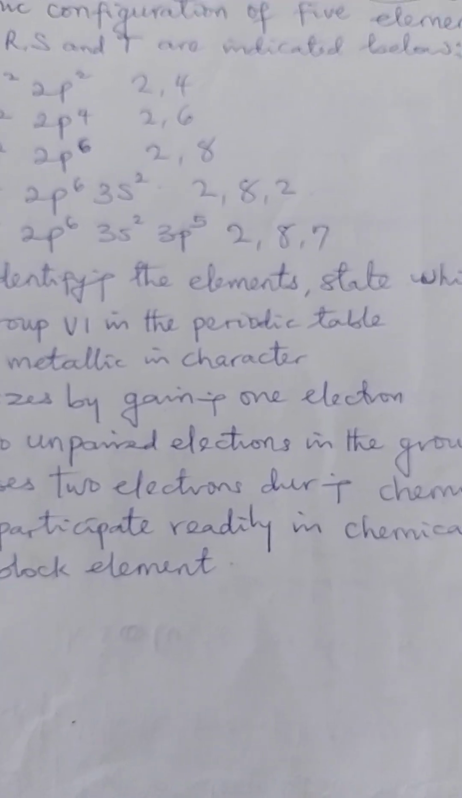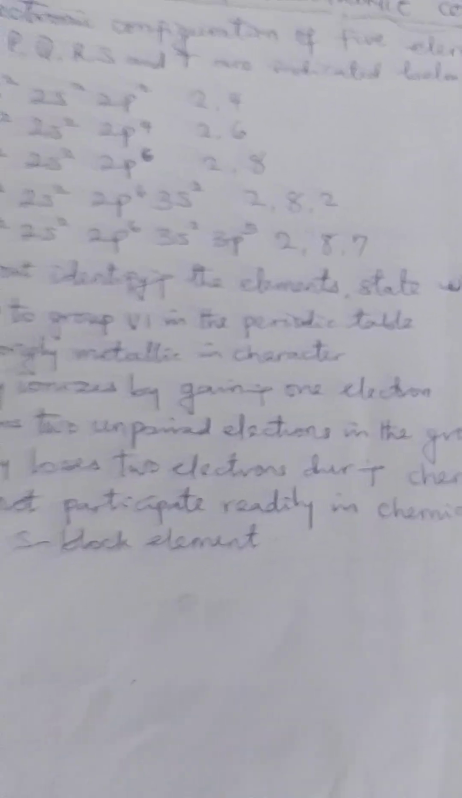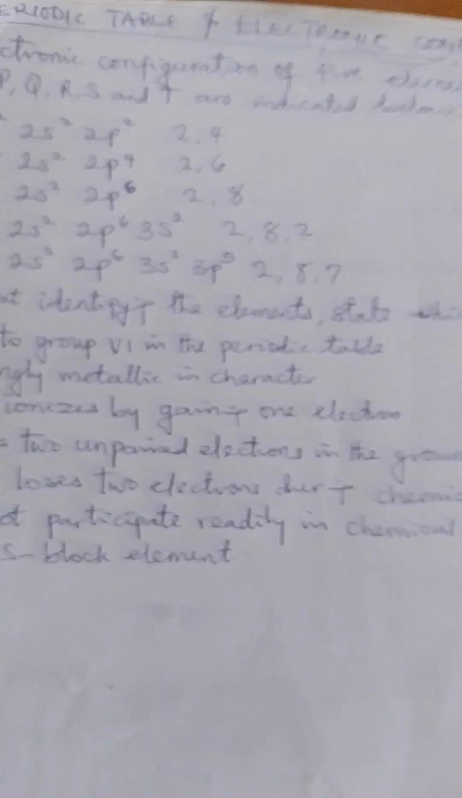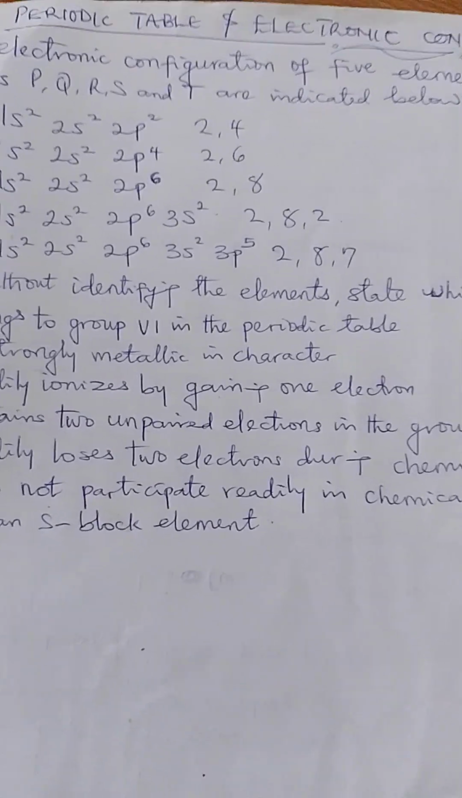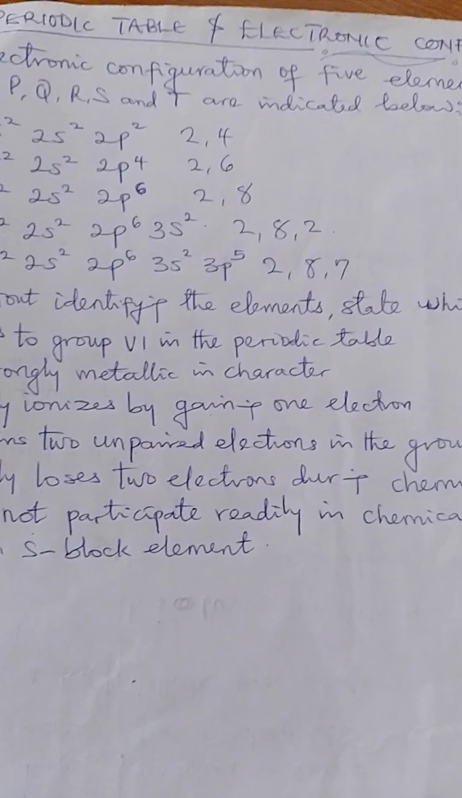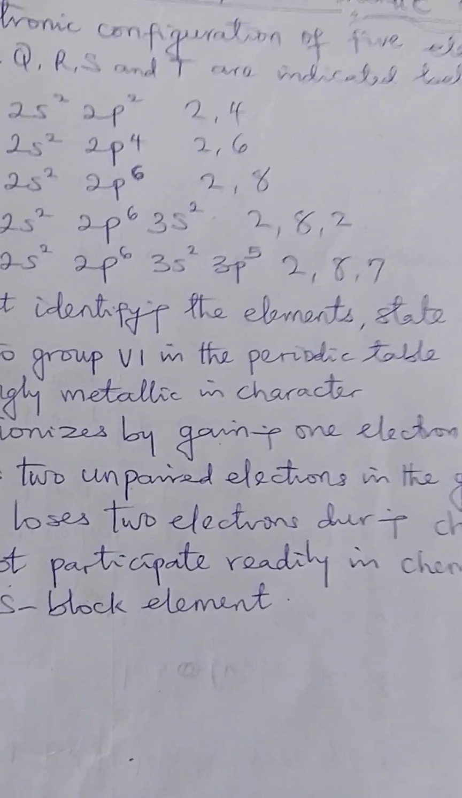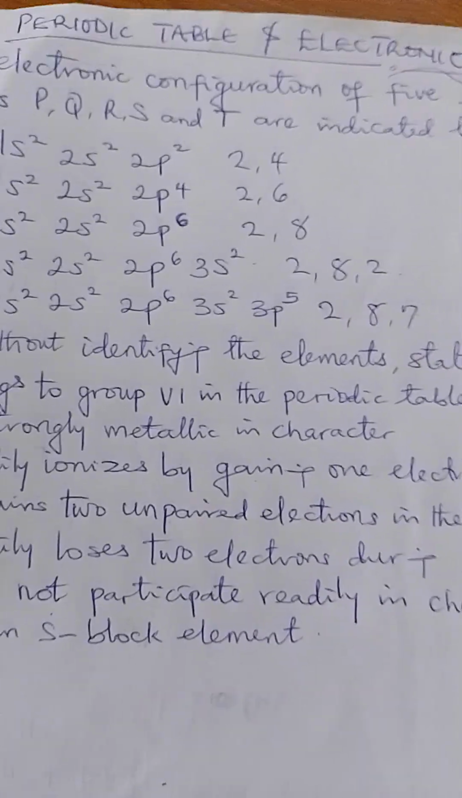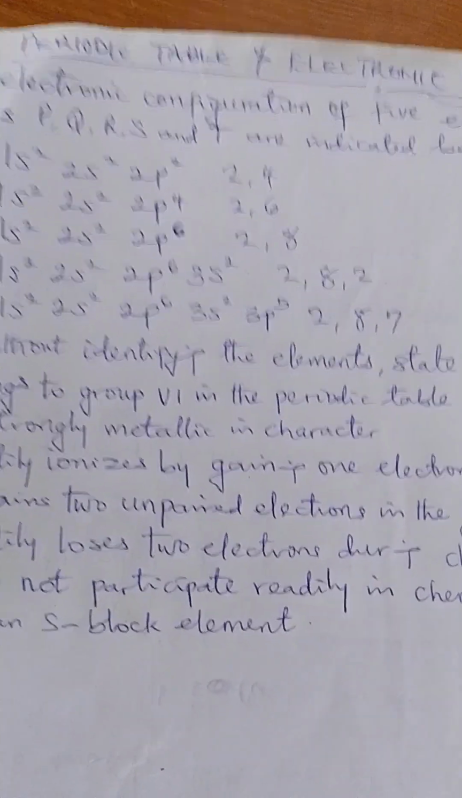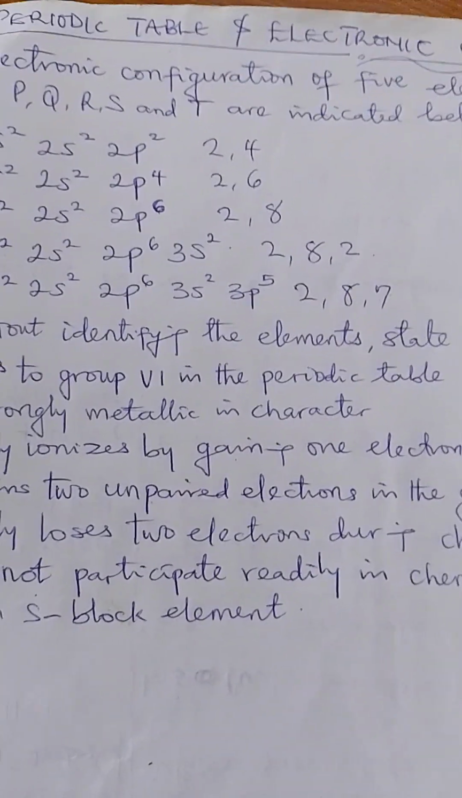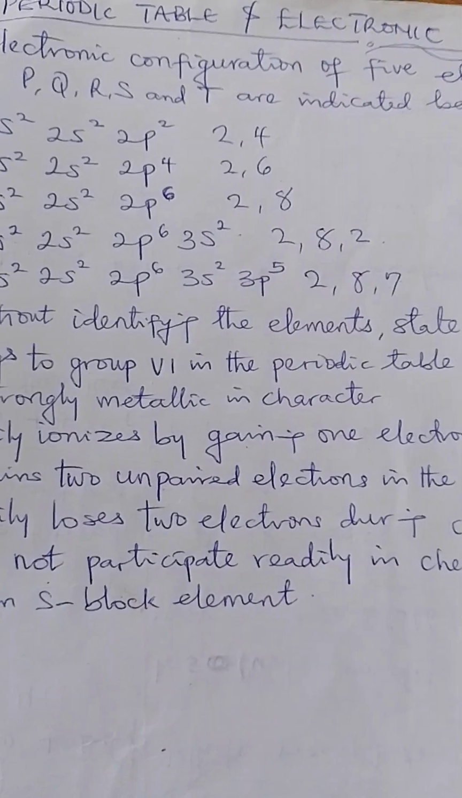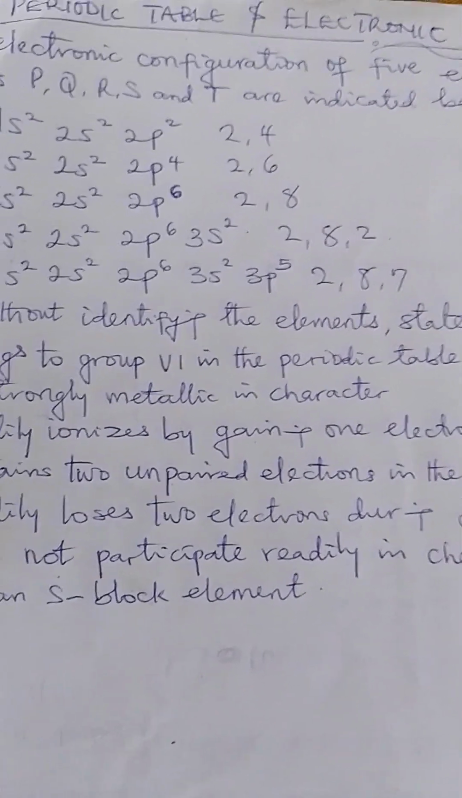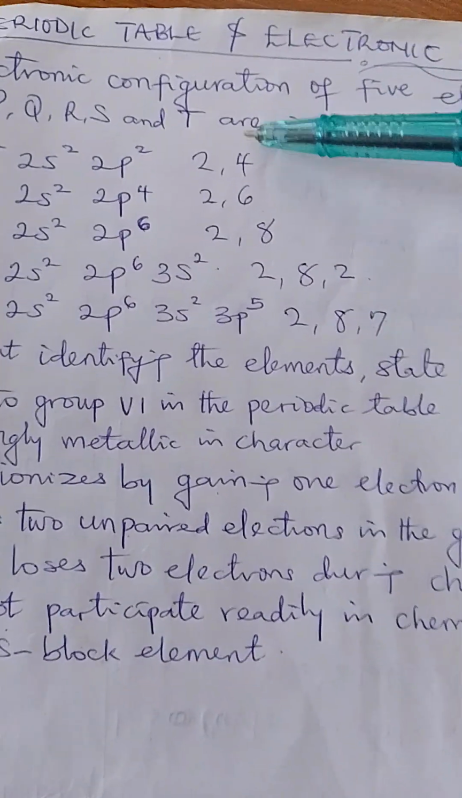All right. Let's go to question 6. It says, which one does not participate readily in chemical reactions? Elements that do not participate readily in chemical reactions are the ones that have stable electronic structure. That means the valence shell is complete. If it has only 1 shell, it must be 2. If it has more than 1 shell, then the valence shell must be 8. So which of these has complete valence shell?